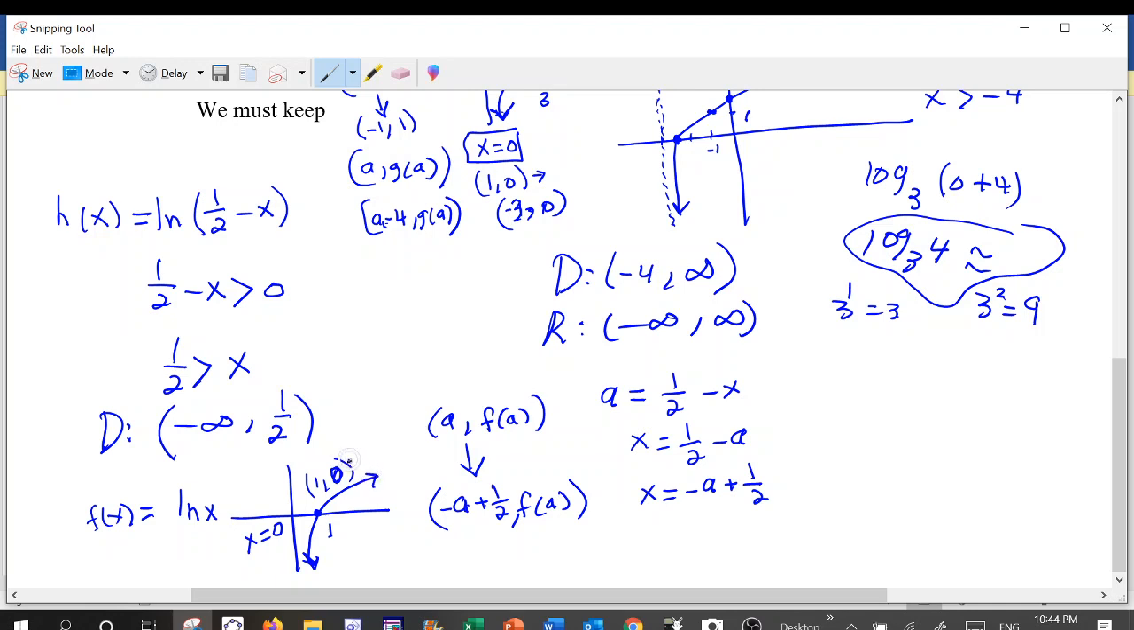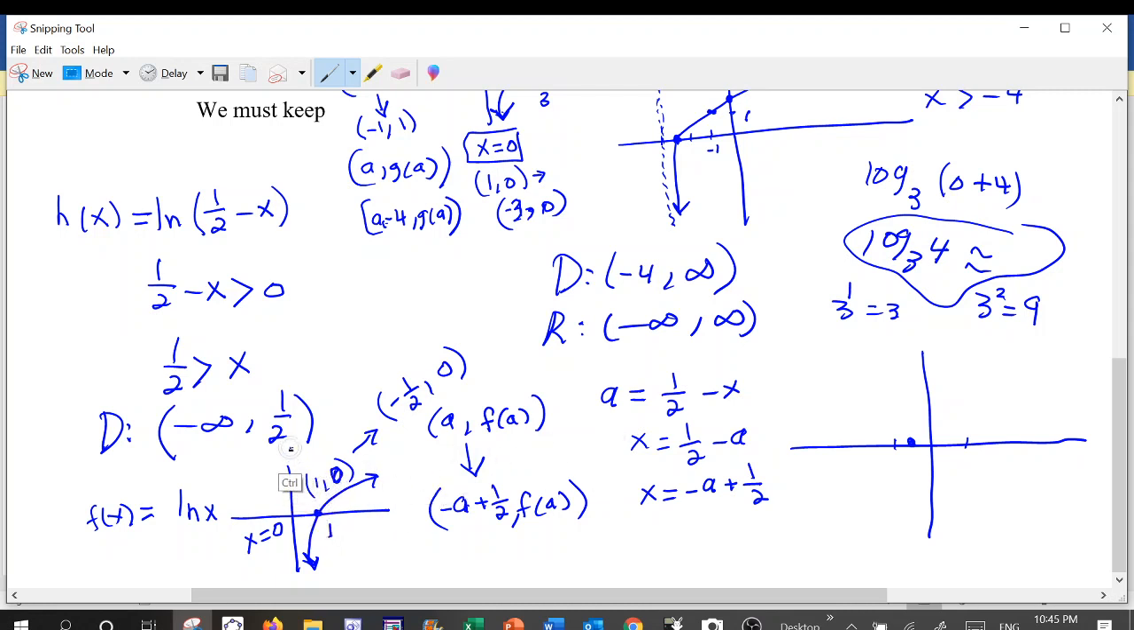Well, 1, 0 is going to go to where? So let's graph it here. According to what we have here, negative times 1 is negative 1. Negative 1 plus 1/2 is negative 1/2, right? So you put it here: negative 1 plus 1/2 is negative 1/2. The y doesn't go anywhere, so it's negative 1/2, 0. So let's say if this is negative 1, negative 1/2, 0 is over here. That's where that point goes, right?